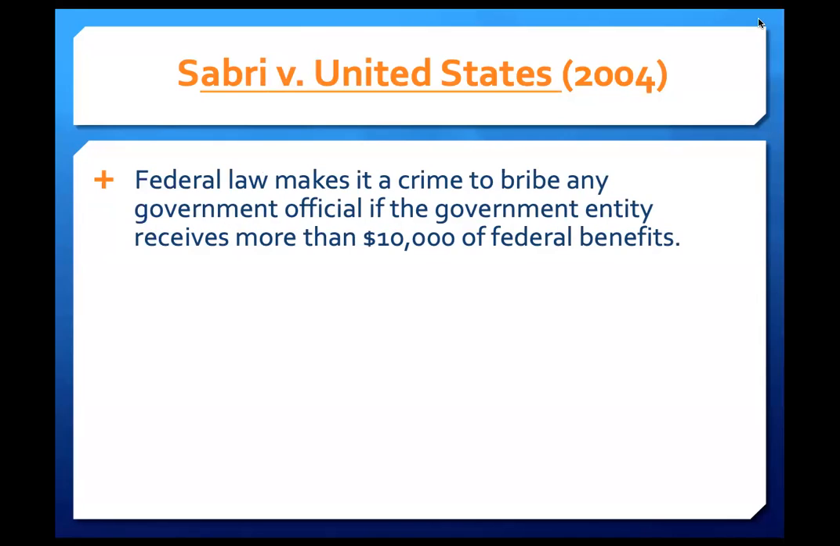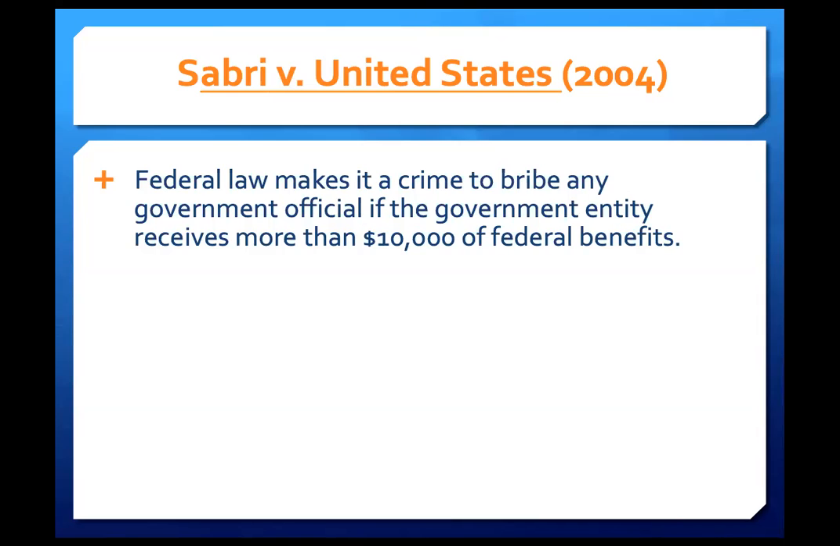This case involved a challenge to a federal law, 18 U.S.C. section 666. It was a federal law that makes it a crime to bribe any government official if the government entity receives more than $10,000 of federal benefits. Congress relied on its constitutional powers to tax and spend, its spending power, to enact this federal law. And it was challenged as unconstitutional on the argument that it doesn't require any kind of link between the bribe at issue and federal money.